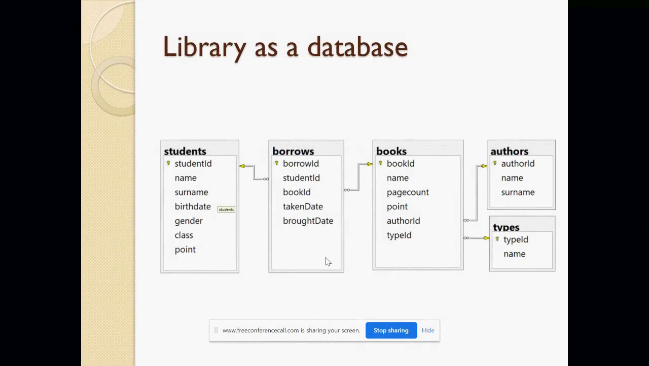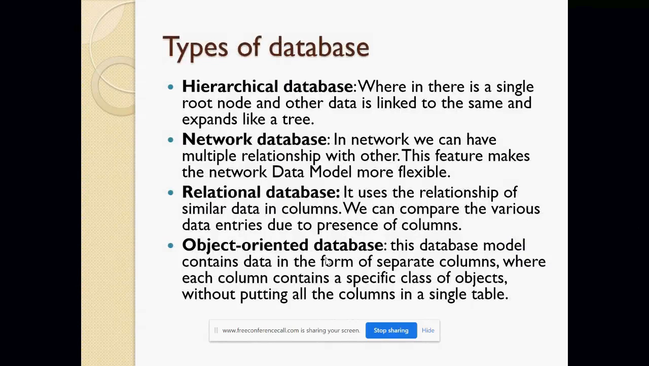In a library, for example, there are a number of students, and which student has borrowed which book. So one column is for borrows, one column is for students, one column in a database management system is mentioned as books, one column is for authors, types. So this is the example of a library as a database in a database management system.